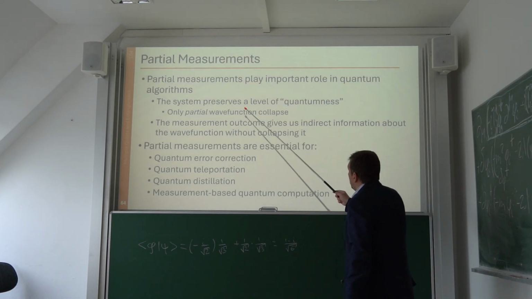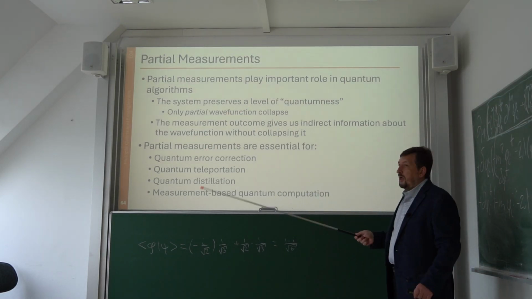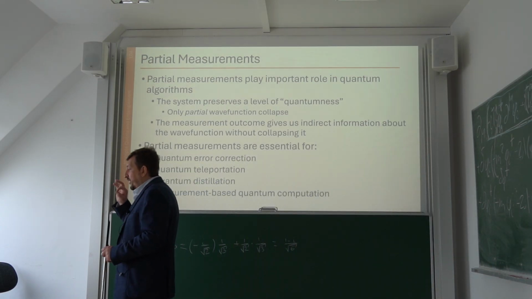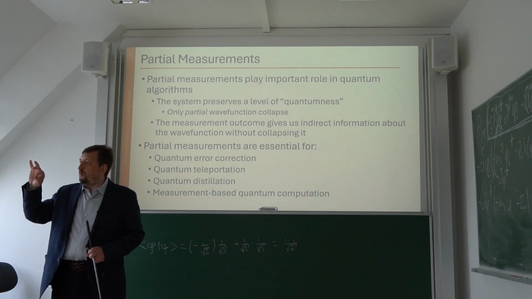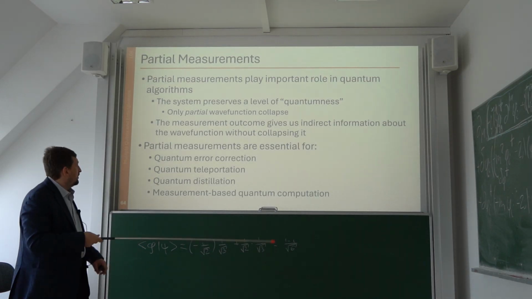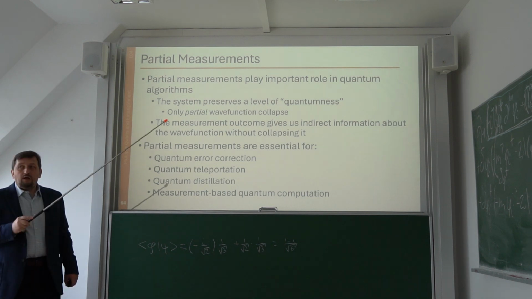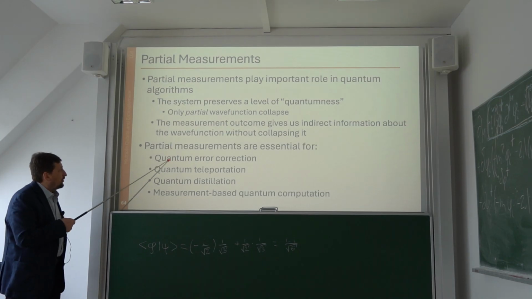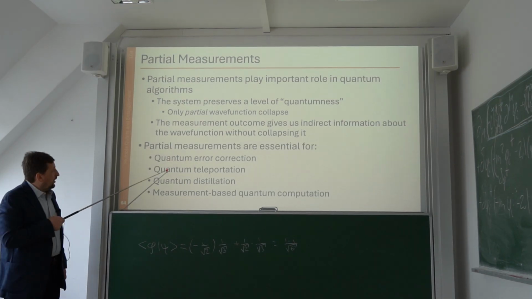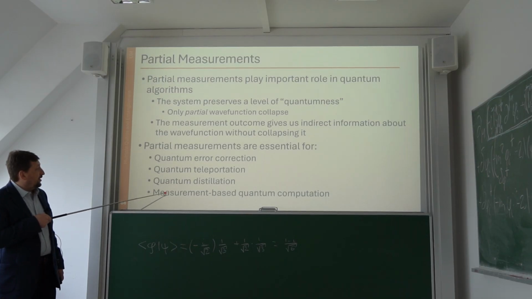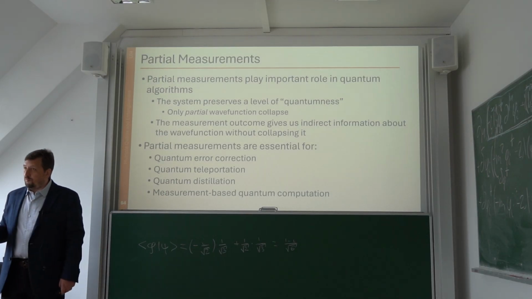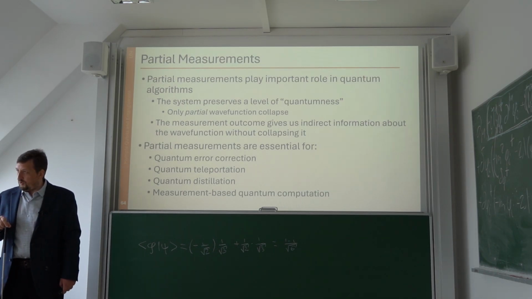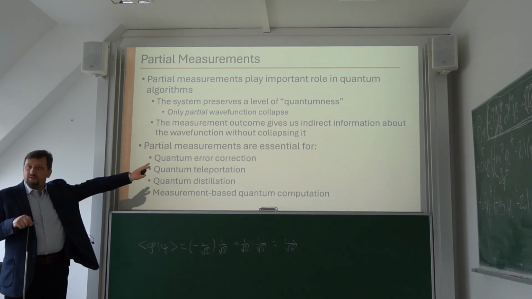Because here we have partial wave function collapse, but also the result of partial measurements provides us some information about what's going on with the other qubits that we have not measured. And these partial measurements are an essential part of many quantum algorithm approaches. For example, quantum error correction is based on that. Quantum teleportation, quantum distillation. There is a whole approach to quantum computing, which is called measurement-based quantum computation or one-way quantum computation. That's very different from what we consider here.